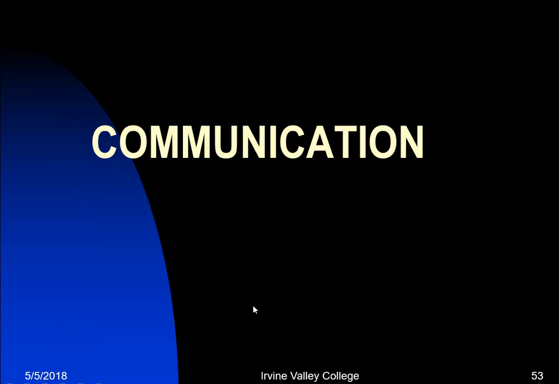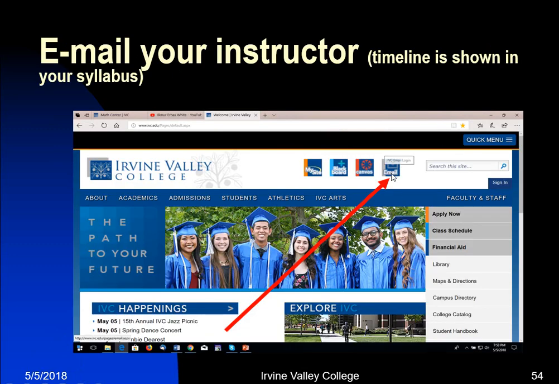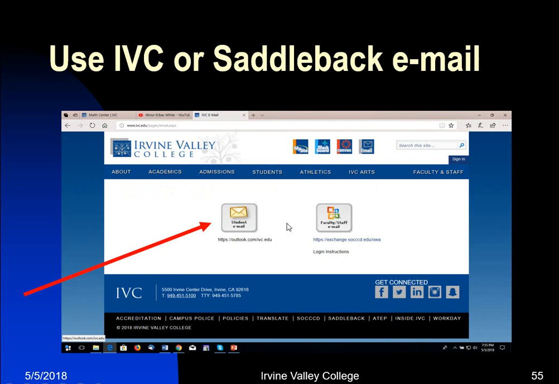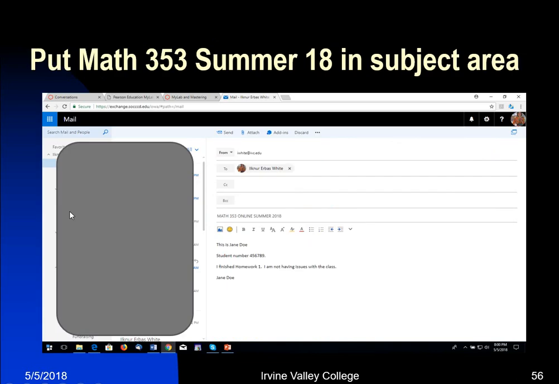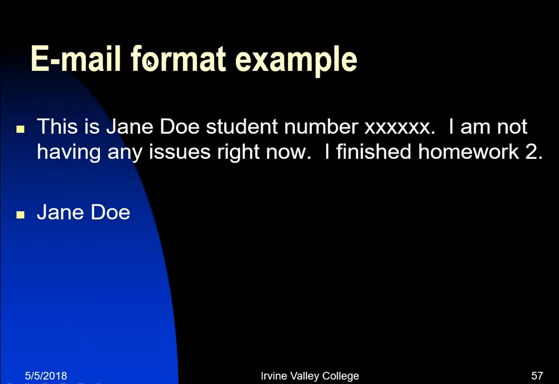You also need to communicate with me and your peers. To communicate with me, you have to email from the IVC Cellback site. Please do not use your personal email like Cox or Yahoo. Then you have to go to the student email area and use iwhite@ivc.edu. You can pull that up anytime. Make sure that you note my address and put in the subject area Math353 online. And then tell me your progress. These have deadlines. A typical email may look like this: your name, give me your student number, and tell me what you are experiencing, if you are experiencing any difficulty.